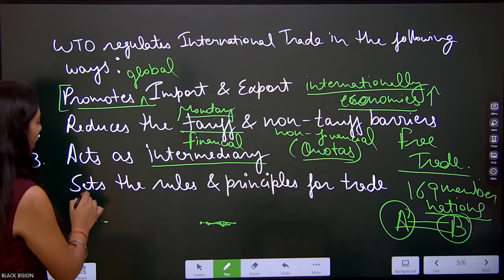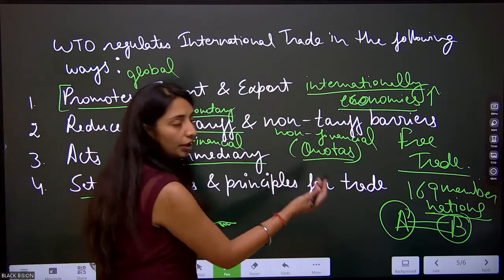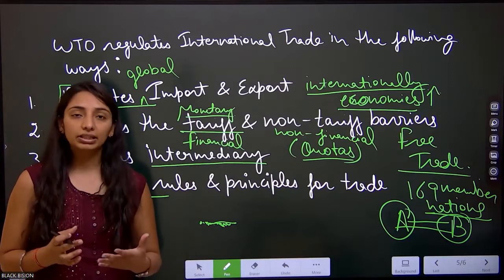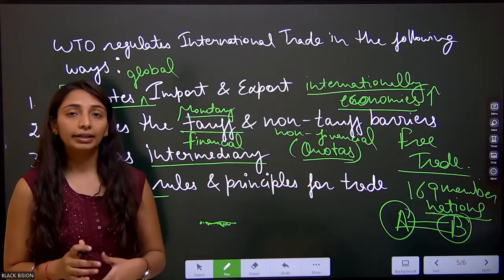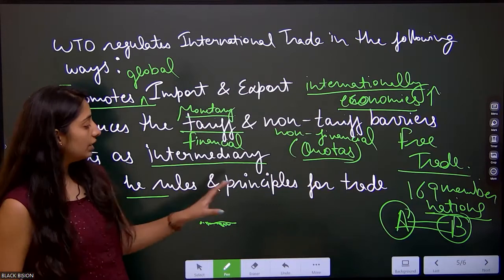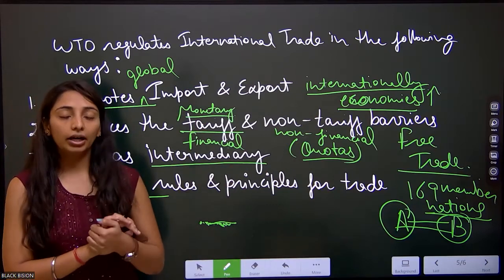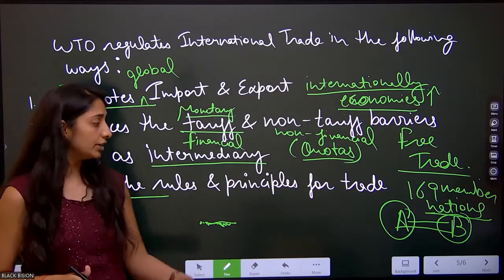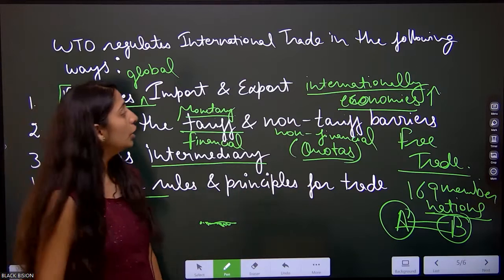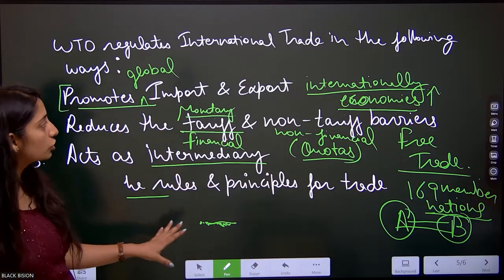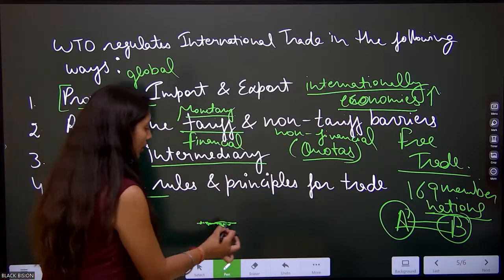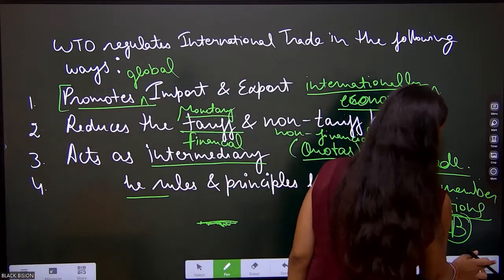And the last one is it sets the rules and principles for trade. That is the basic agenda of WTO, that it sets principles that are universal, that should be accepted by all the member nations, and international trade between all the countries should be done according to these principles. So here are the four basic functions of WTO, and it is now understood how it regulates the international trade.